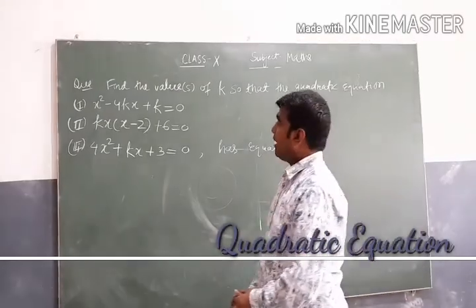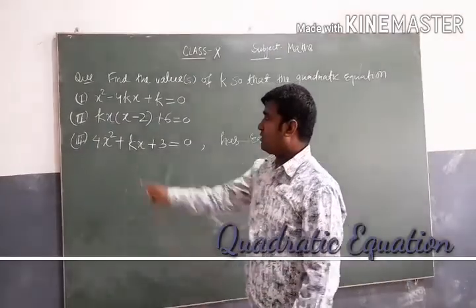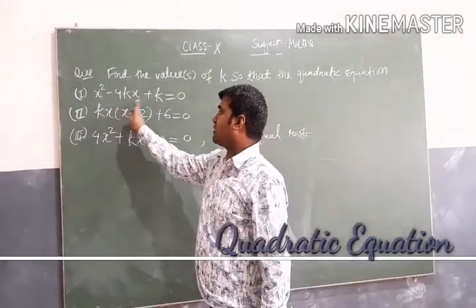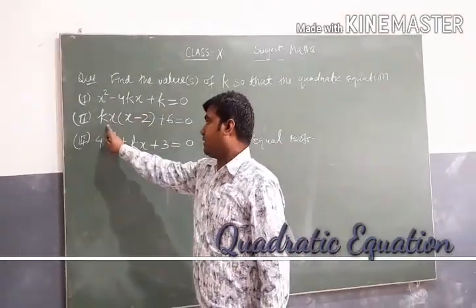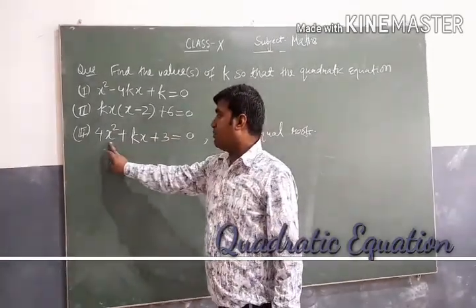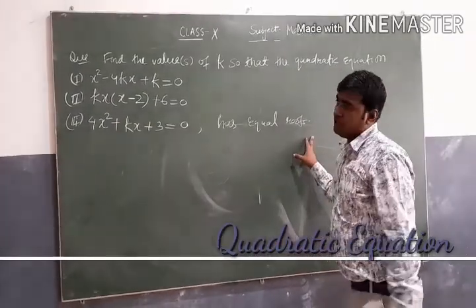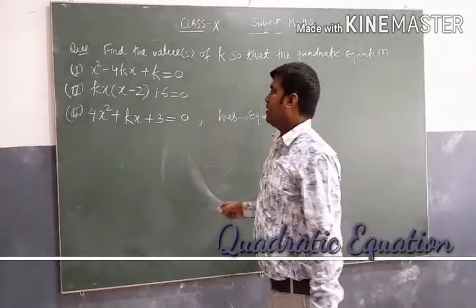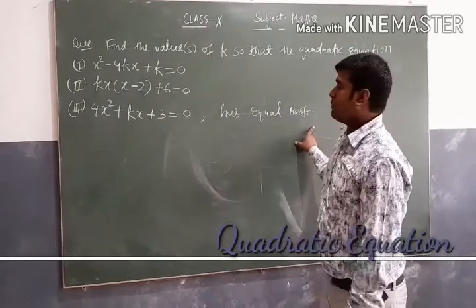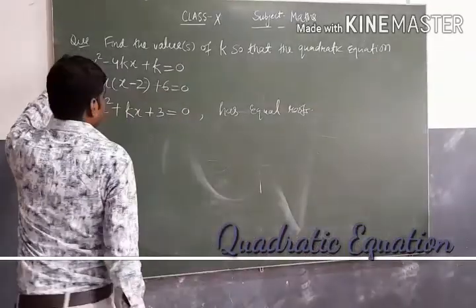Question is, find the values of k so that the quadratic equation, first x square minus 4kx plus k equal to 0, second kx into x minus 2 plus x equal to 0, and the third 4x square plus kx plus 3 equal to 0 has equal roots. Actually there are three questions and we have to find the value of k for equal roots. So here we solve the first question.